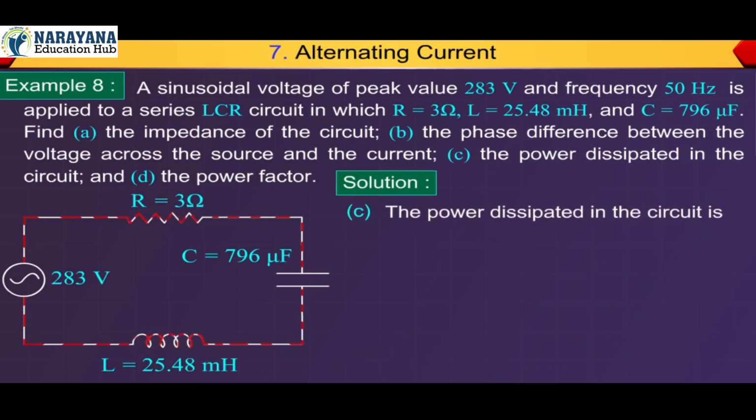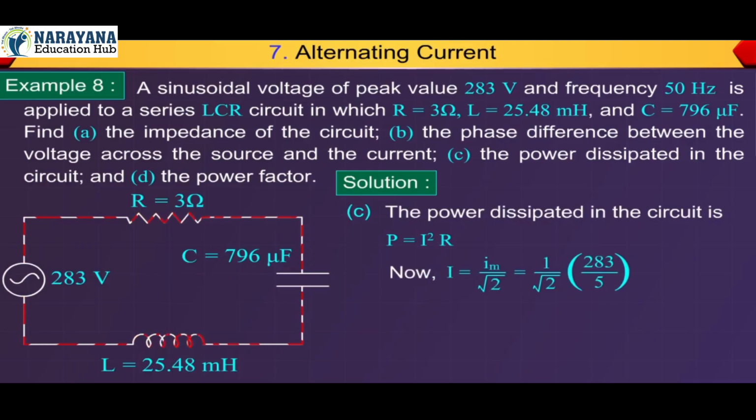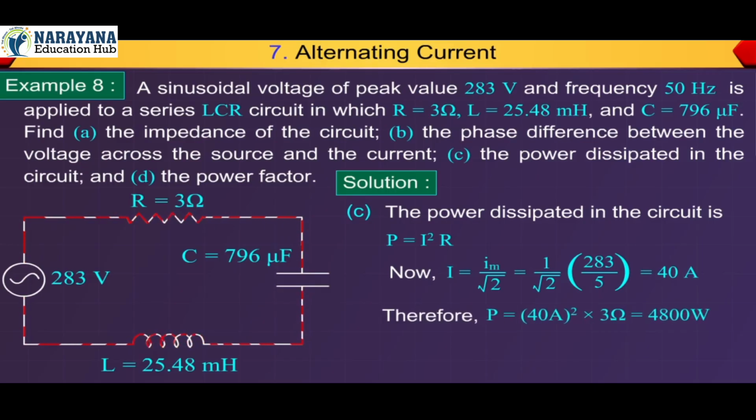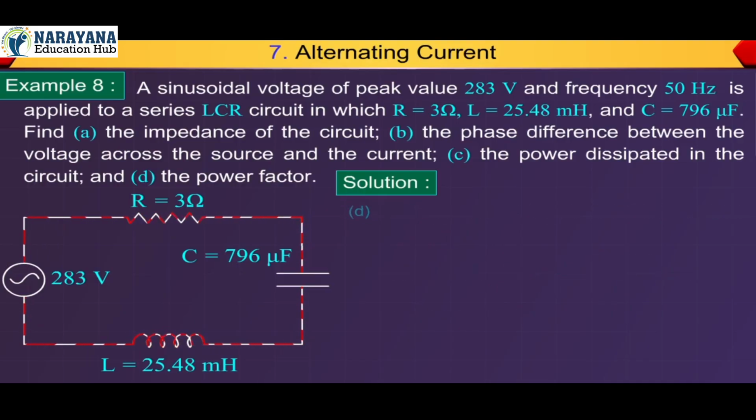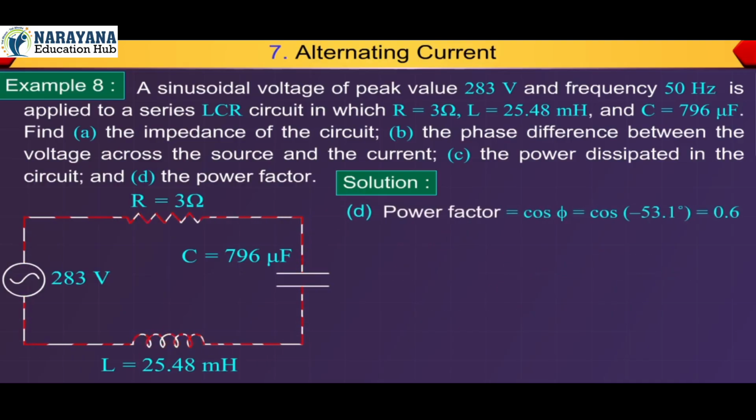C. The power dissipated in the circuit is P is equal to I square R. Now, I is equal to Im upon root 2 is equal to 1 upon root 2 into 283 upon 5 is equal to 40 ampere. Therefore, P is equal to 40 ampere whole square into 3 ohm is equal to 4800 watt. D. Power factor is equal to cos phi is equal to cos minus 53.1 degree is equal to 0.6.